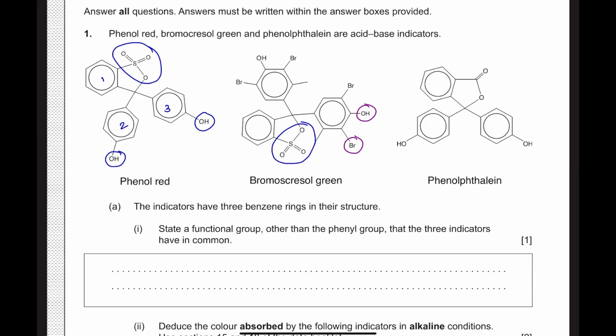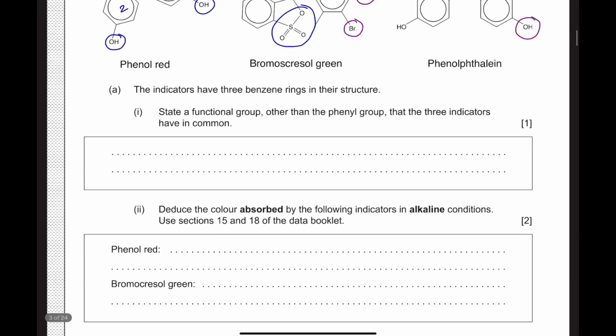Fine, and in the last one, you have OH and you have an ester group. Now, if you look closely, OH is common in all the three indicators. So the functional group which is common in all of them is OH, and the name of the functional group is hydroxyl.